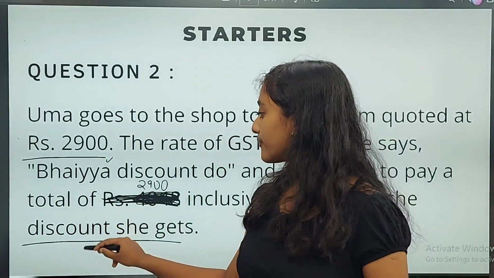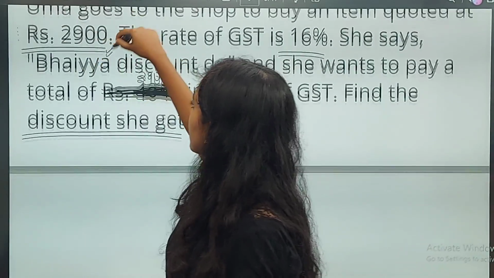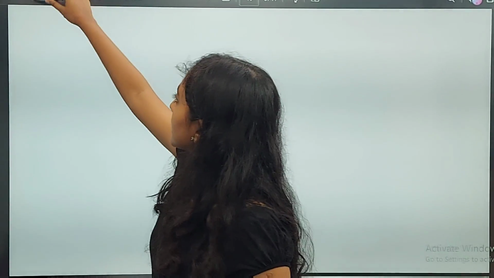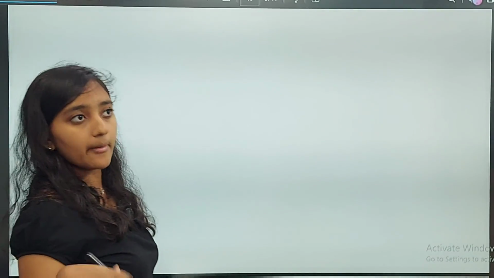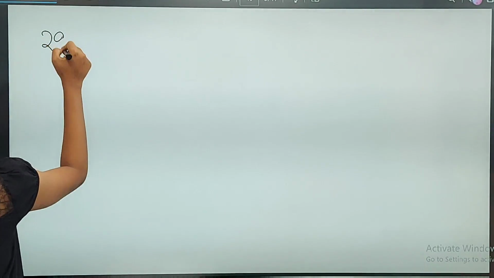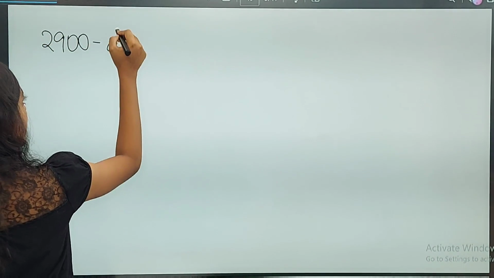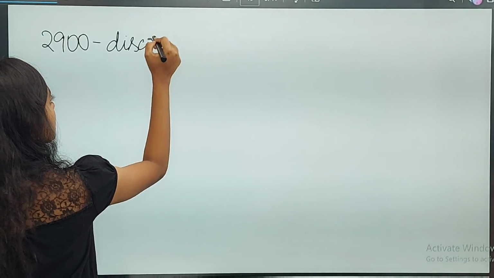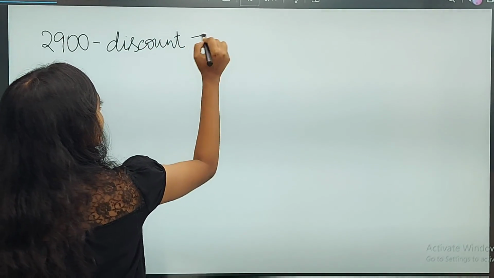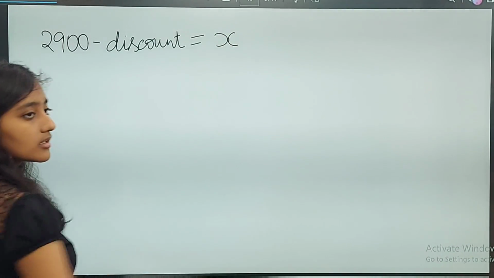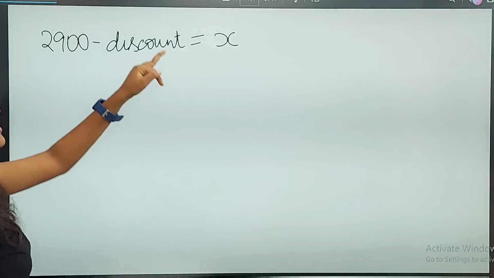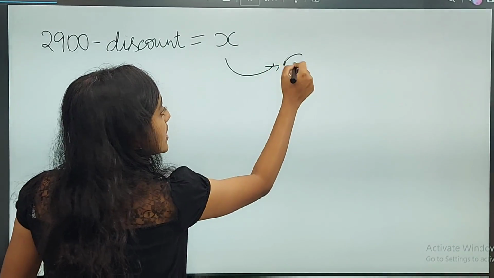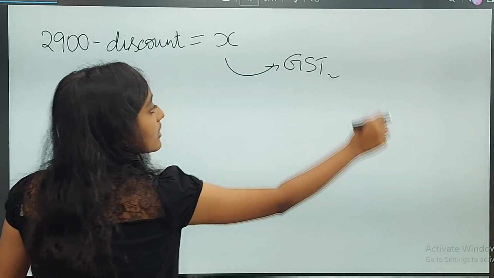So we are asked to find this discount, right? So let us say this discount is X. After the discount, suppose 2,900 rupees minus discount, we will apply first. After the discount, she has to pay X rupees. Whatever the value of the discount, she has to now pay X, right? GST will be applied only on this X, right?